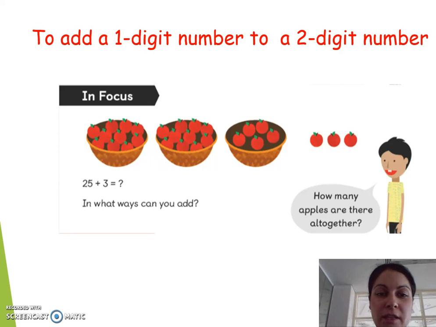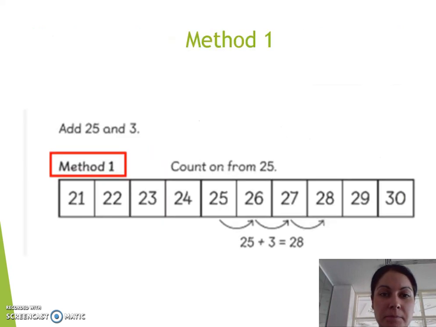So the sum is 25 plus 3 equals question mark. So I'm going to show you method 1 now.